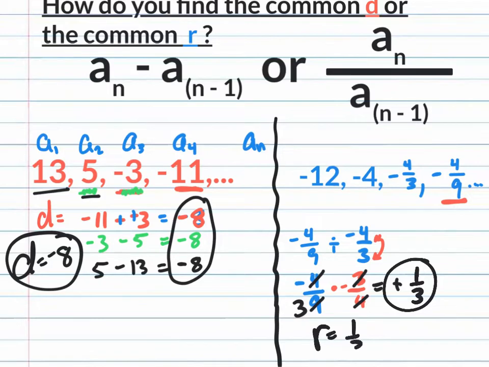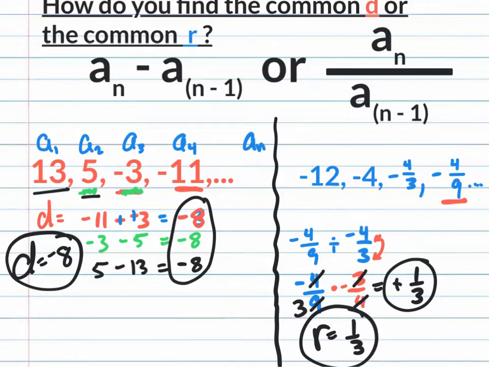R equals 1/3. Now, of course, you could do that with all the terms. You could go -4/3 divided by a -4, which will also give you +1/3. Or you could go -4 divided by -12. And that'll also reduce to +1/3. Anyways, I don't want to spend too much time on this review.